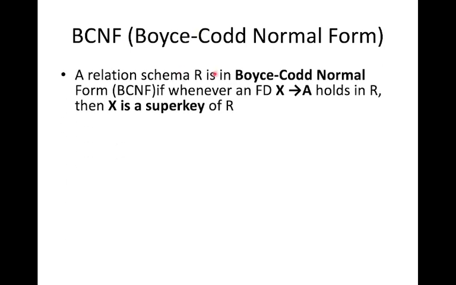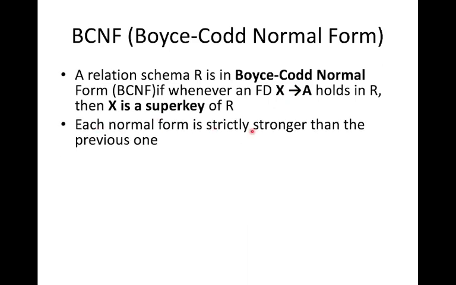So a relation schema R is in BCNF if whenever a functional dependency X to A holds in R, then X is a super key of R. So it is much stricter than the third normal form. In third normal form, we have this condition: either X is a super key or A is a prime attribute. That second condition is removed in BCNF. Whenever there is a functional dependency X to A, then X should always be a super key of that relation.